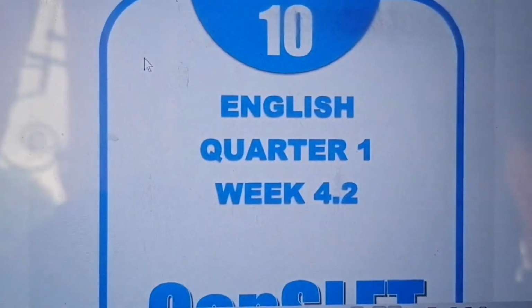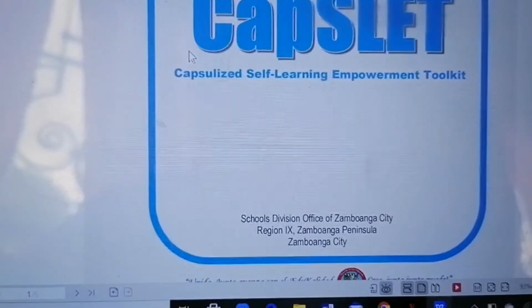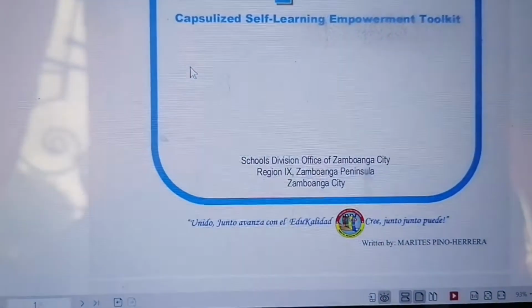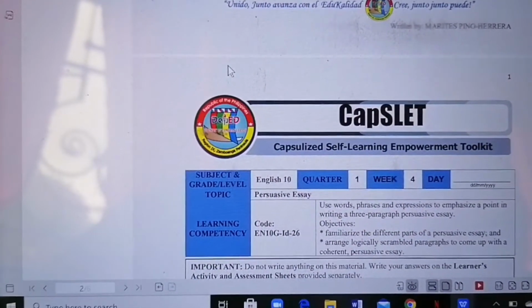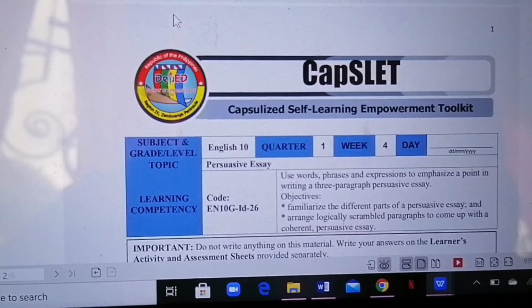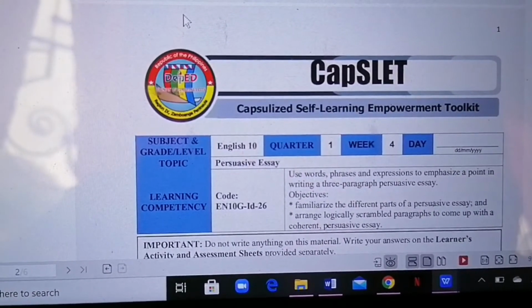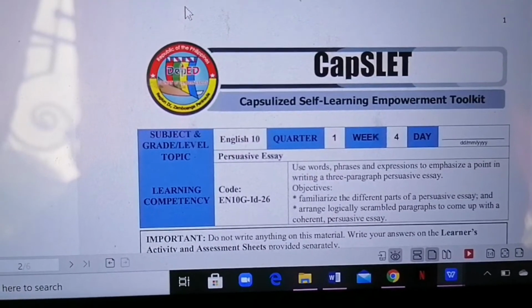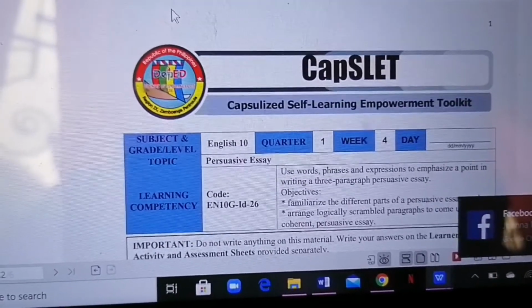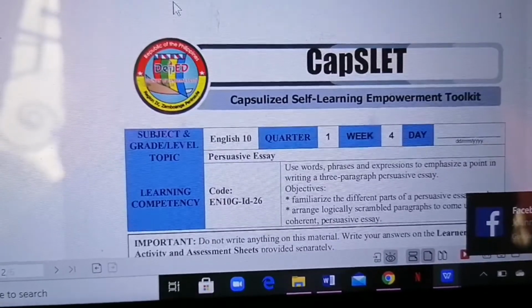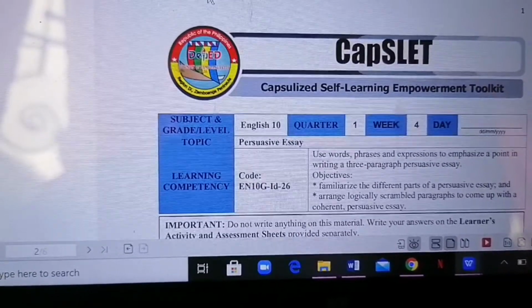So let's move to English 10, Quarter 1, Week 4.2 by Marites Pino Herrera. Okay, so for Week 4.2, our topic is the persuasive essay. So use words, phrases, and expressions to emphasize a point in writing a 3-paragraph persuasive essay. So for these objectives, familiarize the different parts of a persuasive essay and arrange logically scrambled paragraphs to come up with a coherent, persuasive essay.